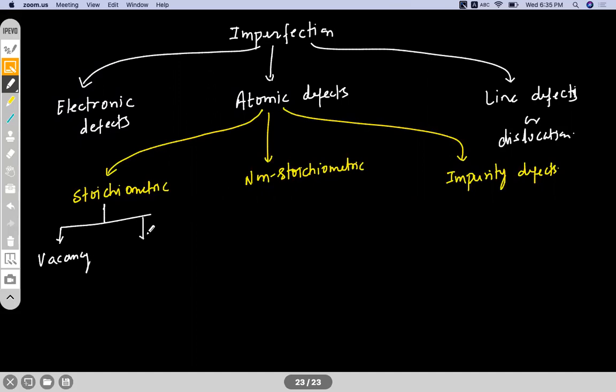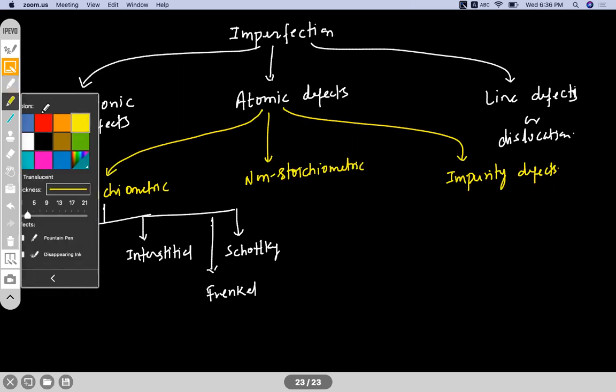Vacancy defect. The other one is interstitial defect. Next we have Schottky defect, and one more we have, that is Frenkel defect. Both are very much similar.